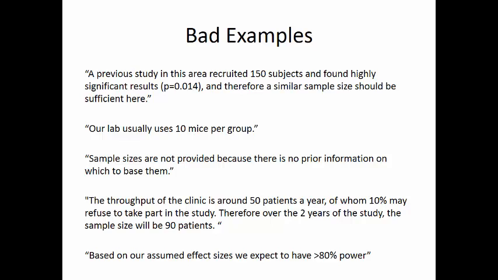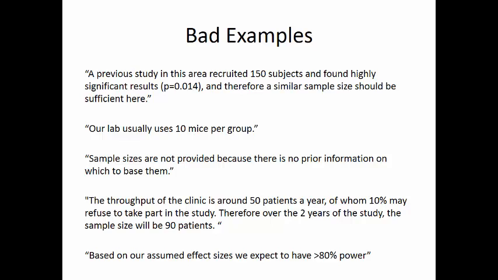Here are some bad examples that I've extracted from grants, the what-not-to-do list. One kind of cop-out on a power analysis is to say that someone else has already done the study and found a significant result with a sample size, so therefore I'll use the same sample size. Okay, that is mathematically untrue. Because somebody else got significance with that sample size, even if you had the same effect, it doesn't mean you're going to have high power. So don't do that.